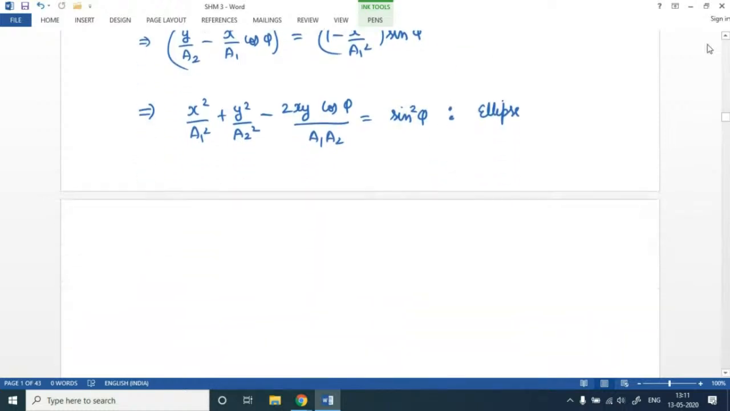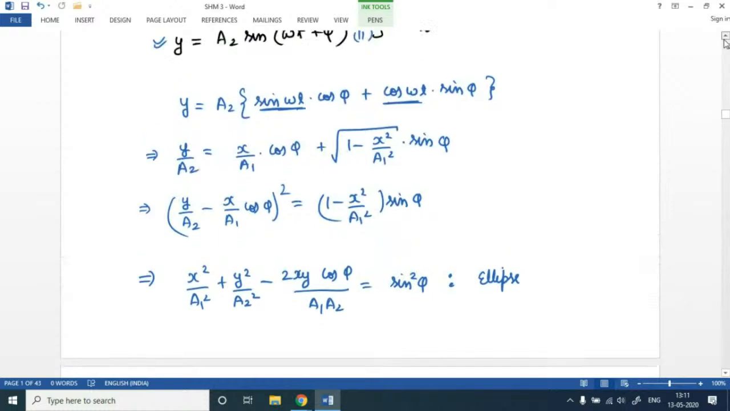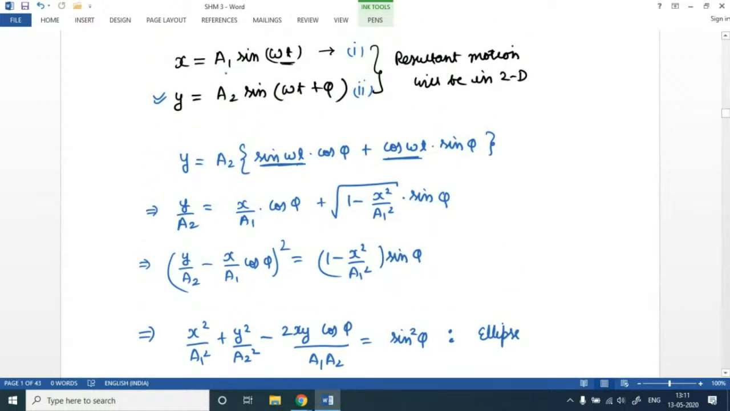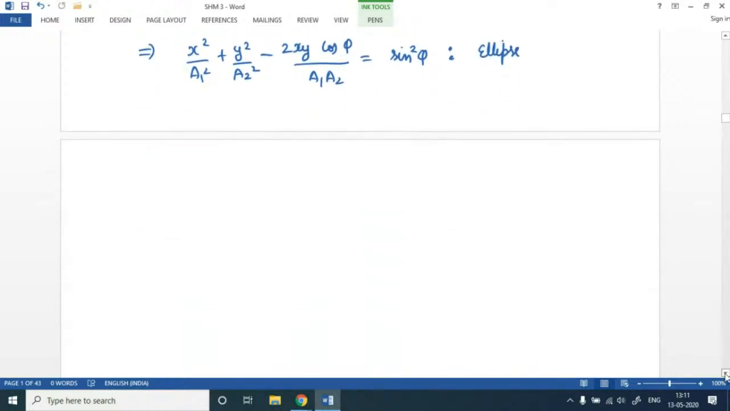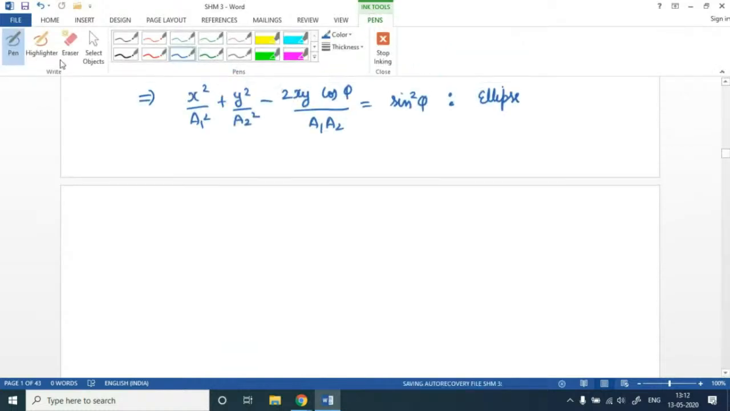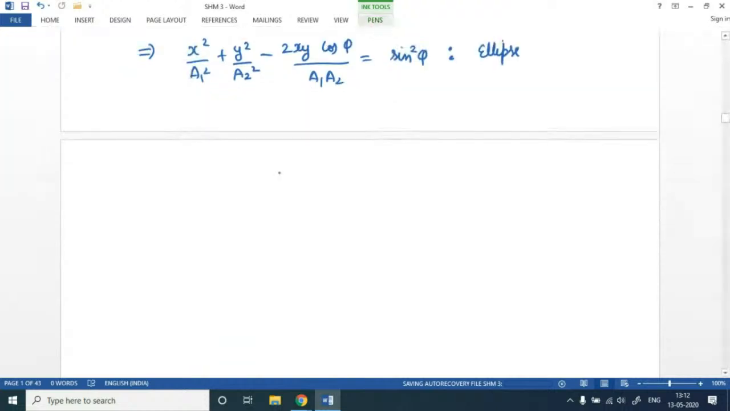Looking at the expression of x, x will be varying between minus a1 to plus a1, and similarly y will be varying between minus a2 to plus a2. So you should realize the resultant motion will be constrained inside a rectangle. Let's draw that rectangle here, defined by these points.